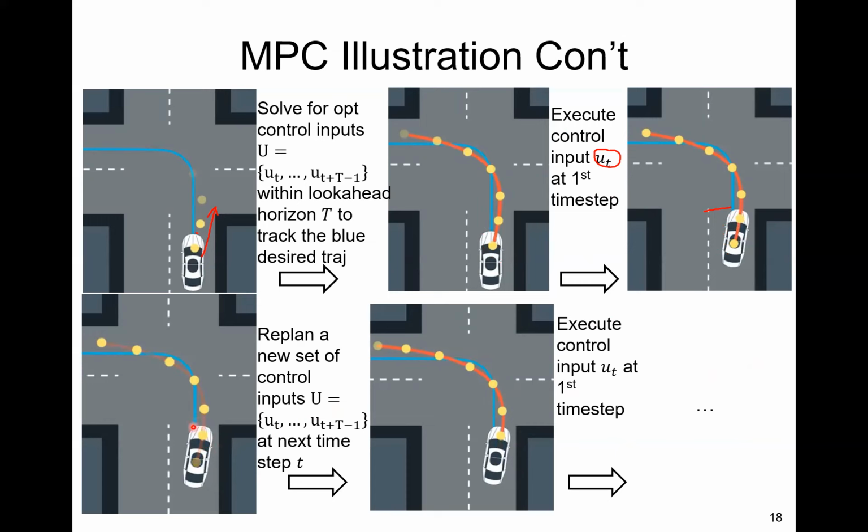And then at this position, the vehicle replans a new set of control inputs at the new current time step, the orange line. And then you apply the first control input and move forward, and so on. So this is the process of MPC control.